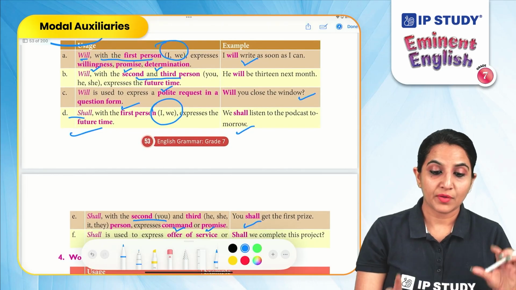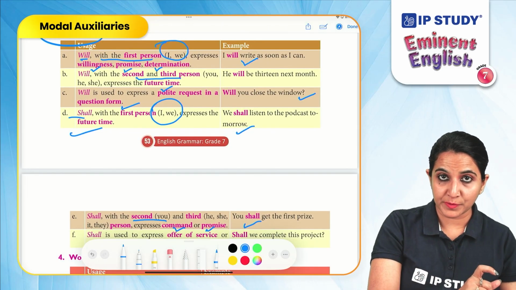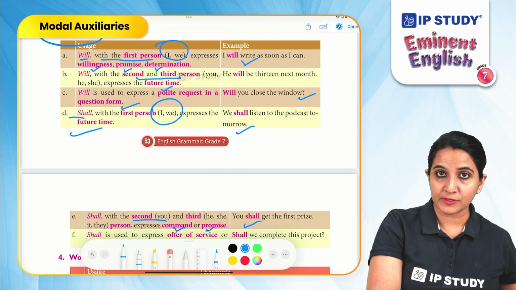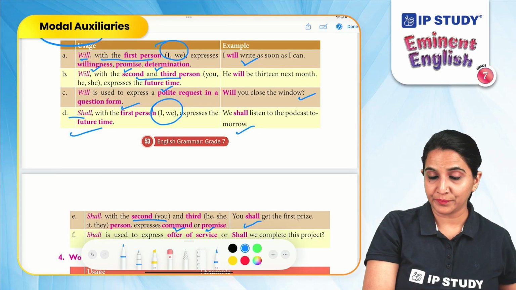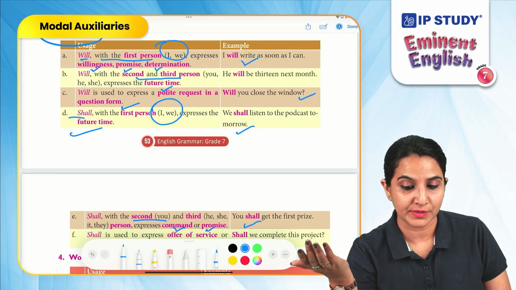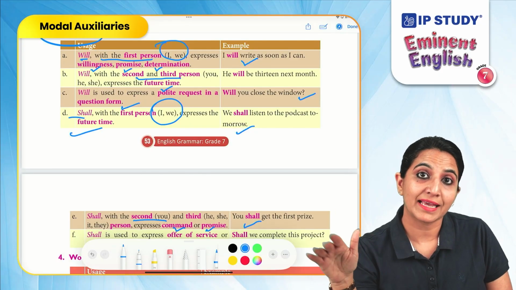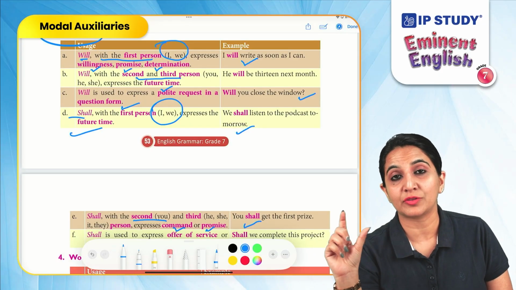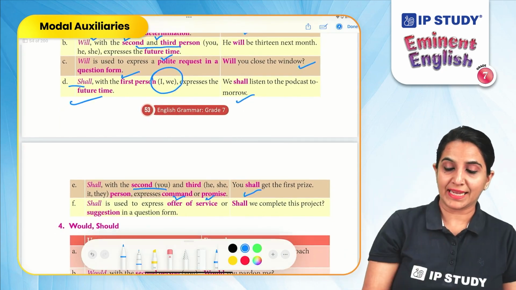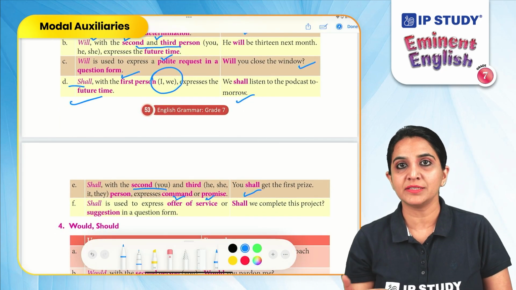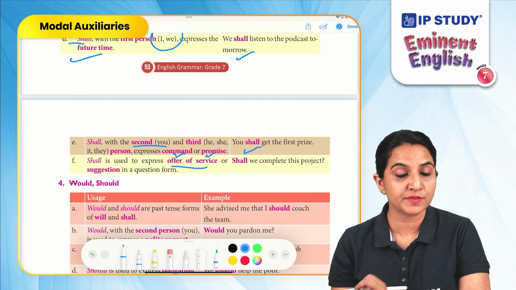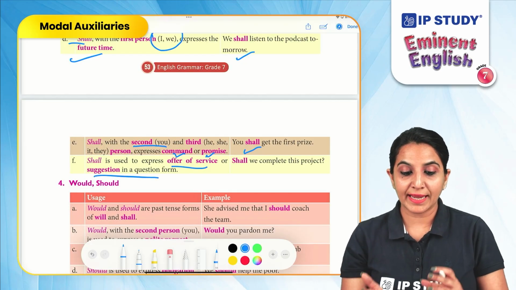So, will, when it is used with the first person, it expresses determination. Shall, when it is used with the first person, it expresses the future time. Will, when it is used with the second person and the third person, it expresses something in the future. So, will with the second or third person expresses the future time, whereas shall with the second and third person expresses command or promise.